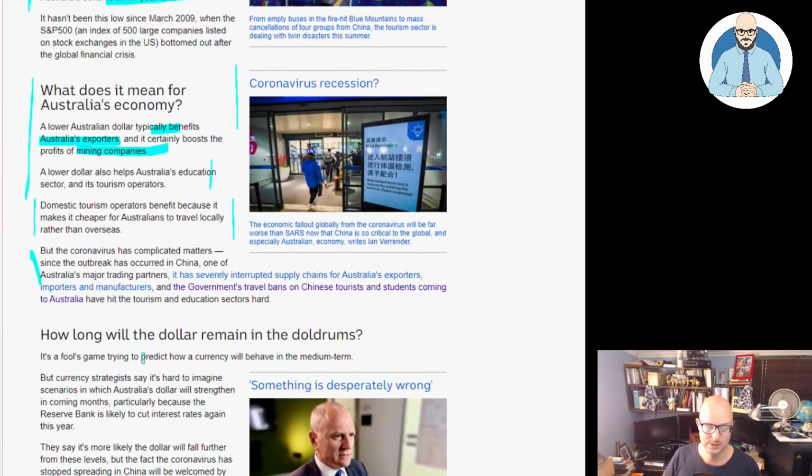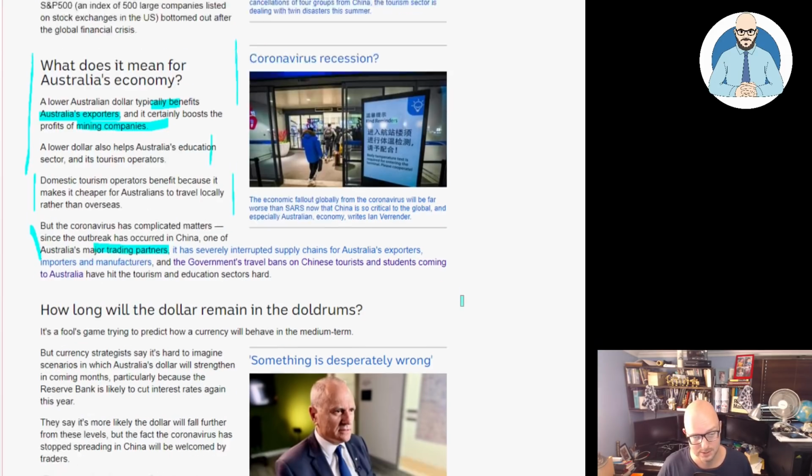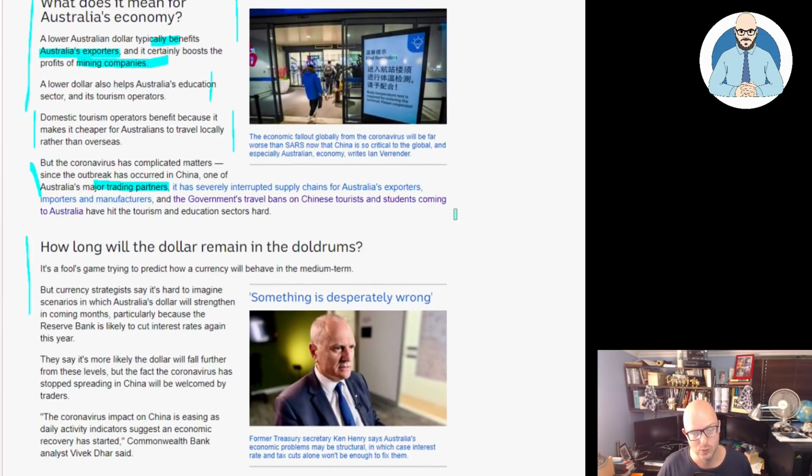Since the outbreak has occurred in China, one of Australia's major trading partners, it has severely interrupted supply chains for Australia's exporters, importers and manufacturers. And the government's travel ban on Chinese tourists and students coming to Australia has hit the tourism and education sectors hard. So how long will the dollar remain in the doldrums?